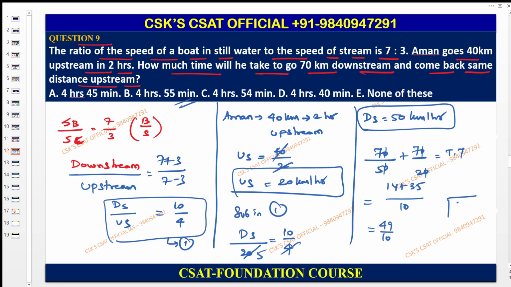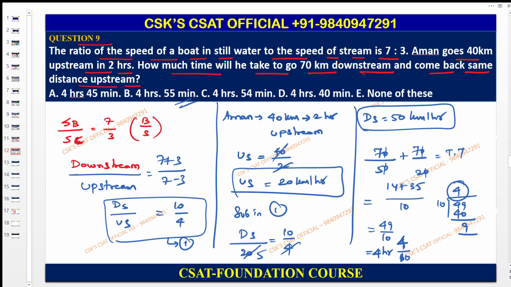Now the downstream speed by the upstream speed, how can you calculate it? Downstream means we have to add the 2, upstream means we have to subtract the 2. So 10/4. Downstream speed and upstream speed, we are done: 10/4. Now the question says that Aman goes 40 km in 2 hours upstream. Easily you can find out the upstream speed.